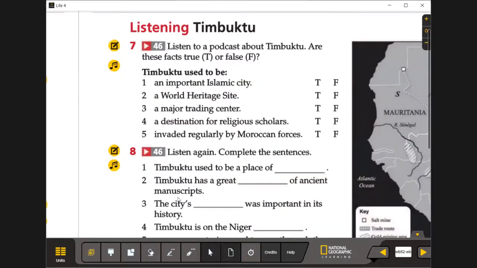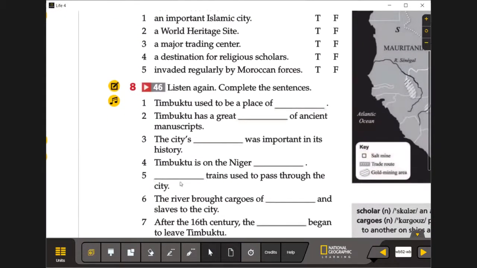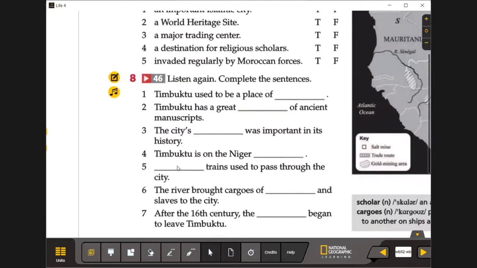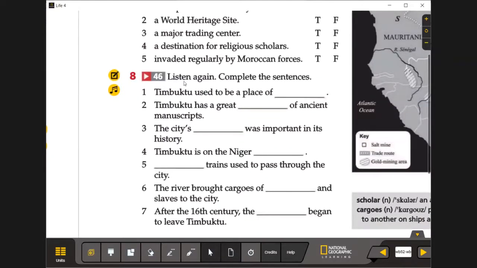Yes, it's true. Well, let us try to complete the sentences. Let us listen again and let us try to complete this. Please, if you do have the word, put it on the chat, corresponding number 1 and the word. Ready? Here we go.